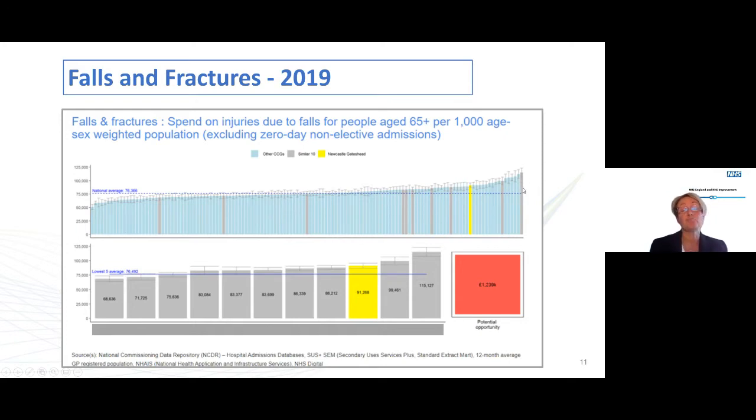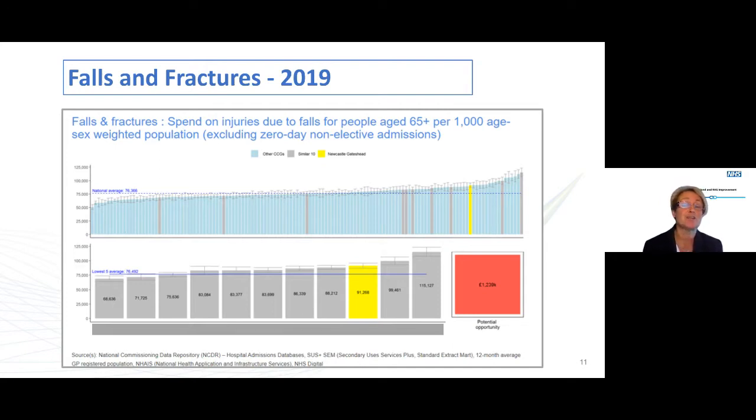Now, obviously, the more you spend on fragility fractures, you could argue that spend could be avoided if you had an infrastructure in place to prevent, to diagnose, or to support that community at risk of fragility fractures. And so I would argue that the CCG that is at the very top of that bar chart could have a conversation with the CCG who is at the bottom of that bar chart on the bottom graph to understand what services are in place within their health community to support people with fragility fractures.